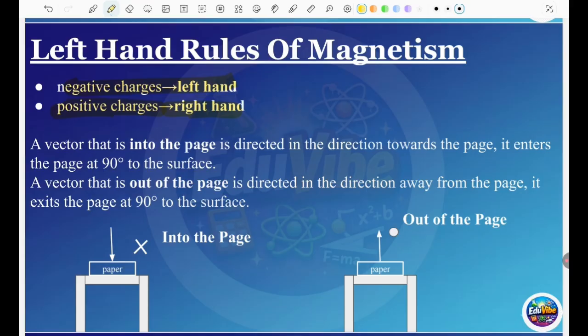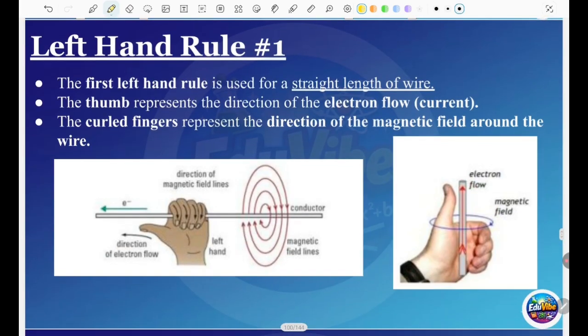Two things more. This is a vector kind of thing, and if it goes into the page, it is directed towards the page. It enters the page at a 90-degree angle. So when we make the hand rule, it looks like this.